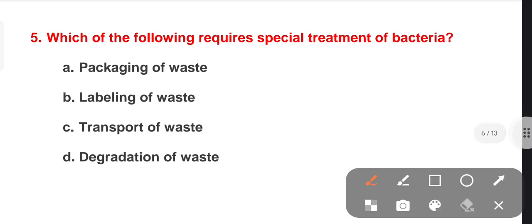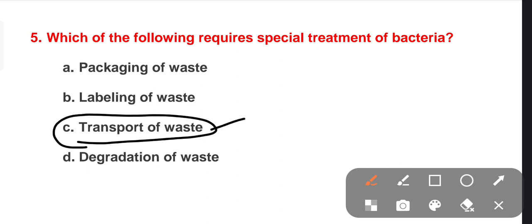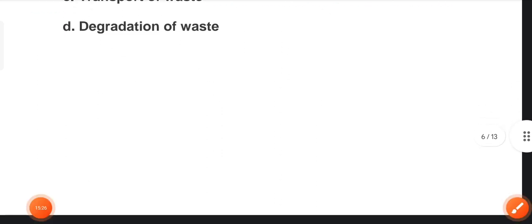The next question is, which of the following requires special treatment of bacteria? When we are carrying bacteria, what special treatment do we have to take? Options are packaging of the waste, labeling of the waste, transport of waste, degradation of the waste. The correct option is transportation of the waste. Why? Because only in transportation is there a risk of spreading infection from the bacteria.